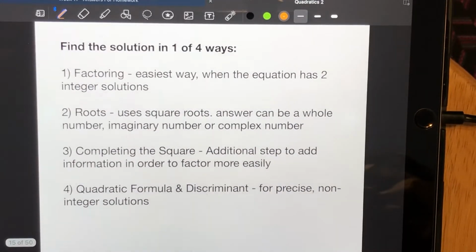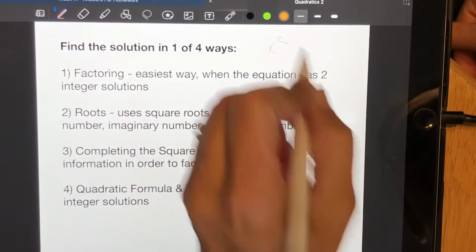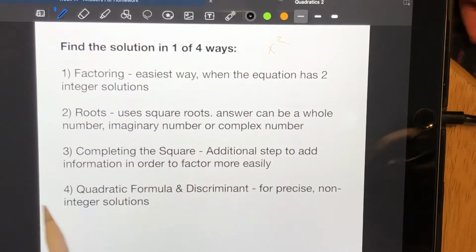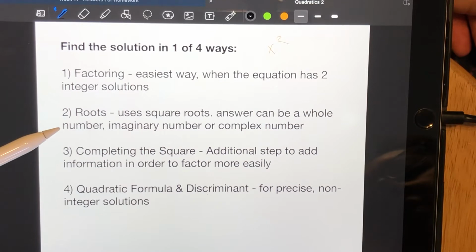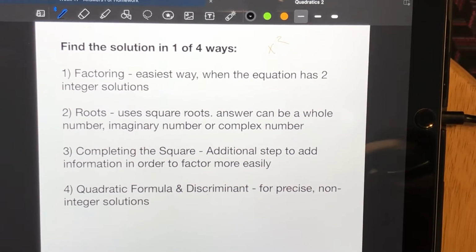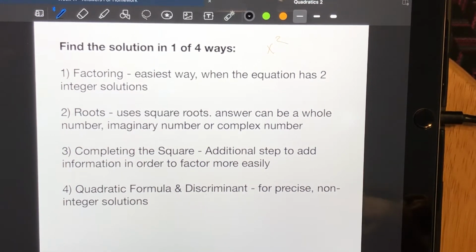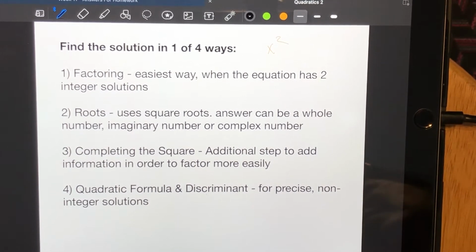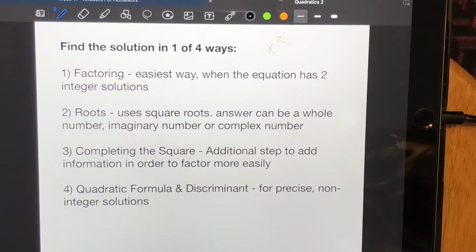So the way to do that whenever you have a quadratic, which simply means that one of your terms is squared, there are 4 different ways. We can factor, we can find a root, we can complete the square, or we can use the quadratic formula and the discriminant. All of them are ways of finding the solution. Different quadratics will be found more easily with one form or the other. But again, it comes down to personal preference of what you want to do.